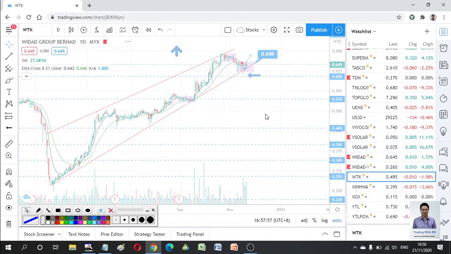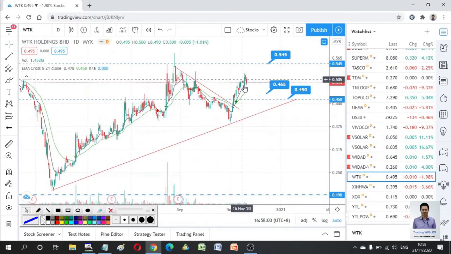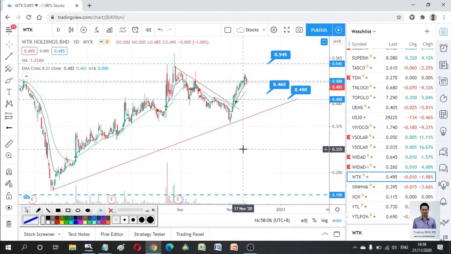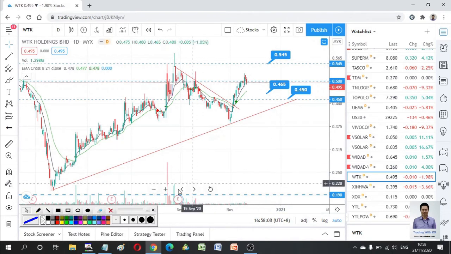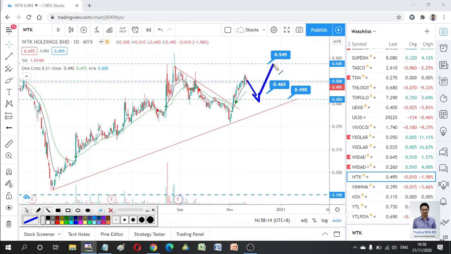WTK. At WTK, the price has gone quite far away. So what you need to do is wait for a dip, for you to initiate a buy at this area or this trend line.